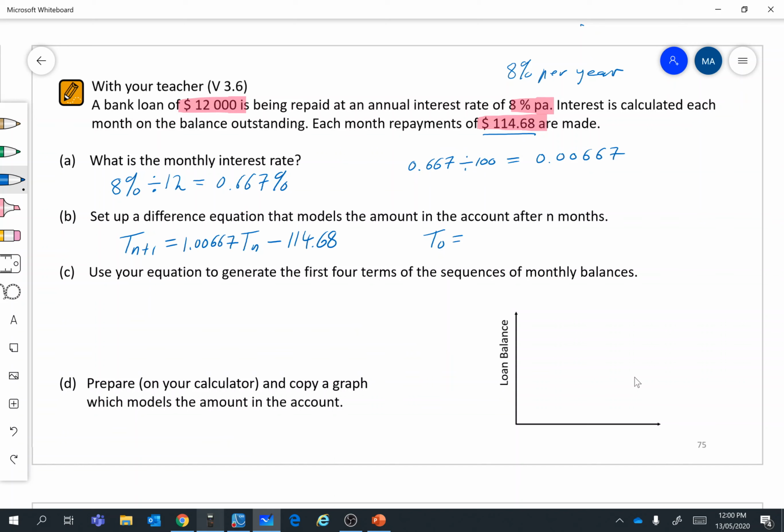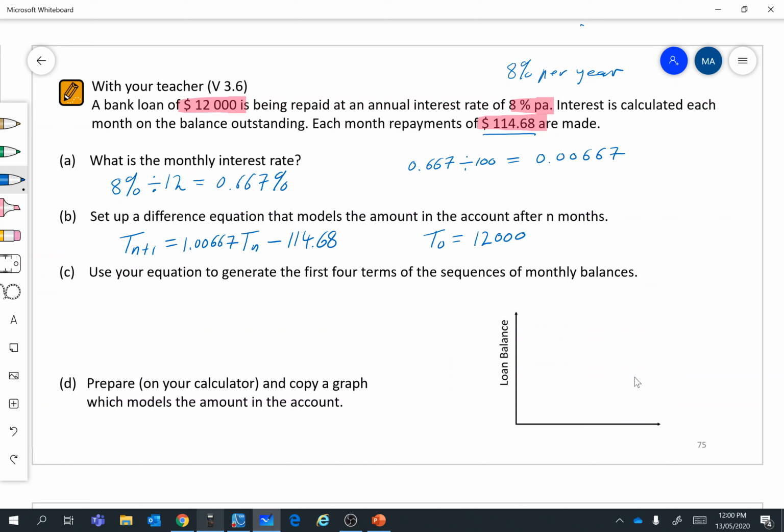Now the initial balance of the loan is $12,000. So T0 is 12,000. Why do I want to put T0 instead of T1? Well, this loan is taken out at 0 months. At the beginning, it's at 0. So if we call this first term T0, that means the number of terms lines up with the number of months. If we were to call this T1, then 0 months would be at term 1, and then the number of months and number of terms would be offset by 1. So it makes our job a bit simpler if we call this T0. So I highly recommend that for annuities.